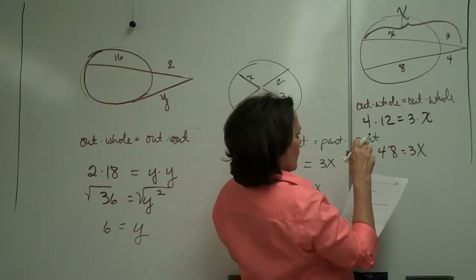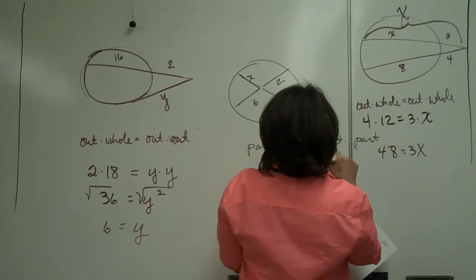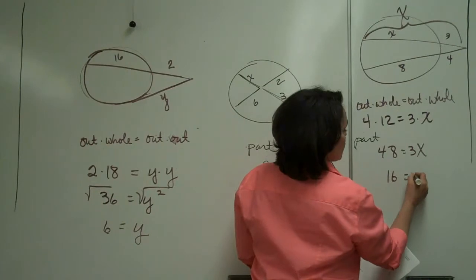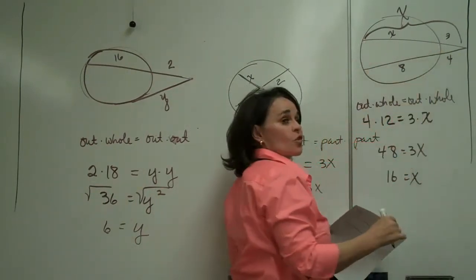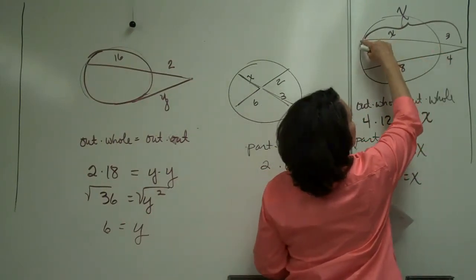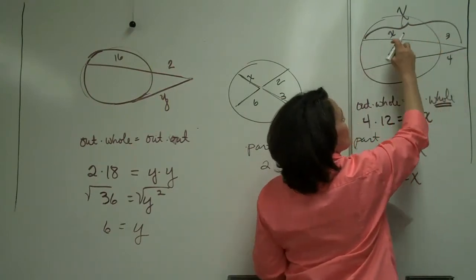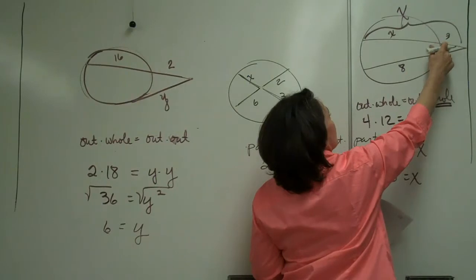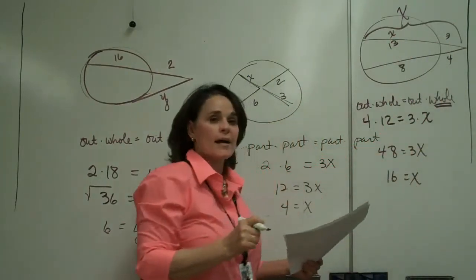48 divided by 3, 16. Okay, so sorry about that. So 16 is equal to x. So the question is, is that the answer? No, it's not. 16 represents whole, doesn't it? We have just solved for whole. So to find this portion, we'd have to say 16 minus 3, which would then be 13. So this is 13. Alrighty?